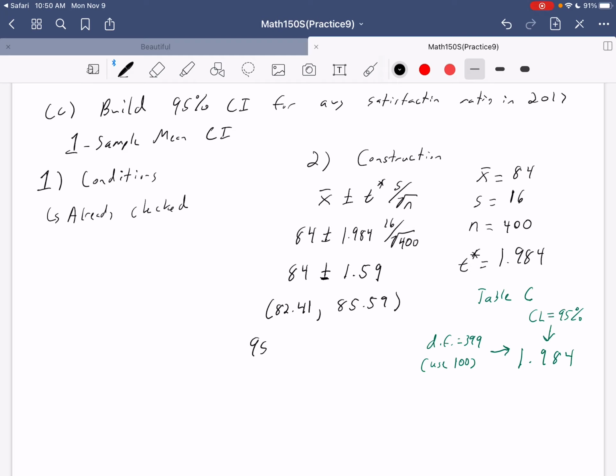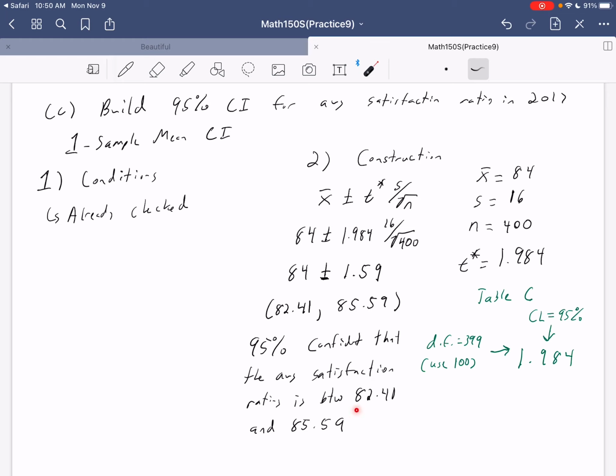So we would say we are 95% confident that the average satisfaction rating is between 82.41 and 85.59. Now again, does this mean that 95% of students ranked it as between 82.41 and 85.59? Not at all, right? This has nothing to do with individual ratings. Instead, we're saying that this is the interval we're confident on for the average of all the satisfaction ratings if we talk to every student on the campus.